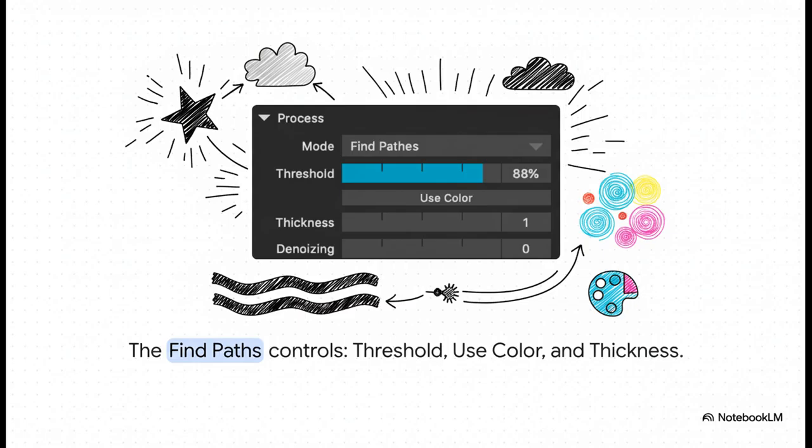Threshold basically decides how bright a pixel needs to be for the software to trace it. Use Color is simple. It tells the laser to copy the colors from your source. And Thickness is super important. It helps the algorithm take a thick line in your video and intelligently reduce it to a single, efficient path for the laser to follow.